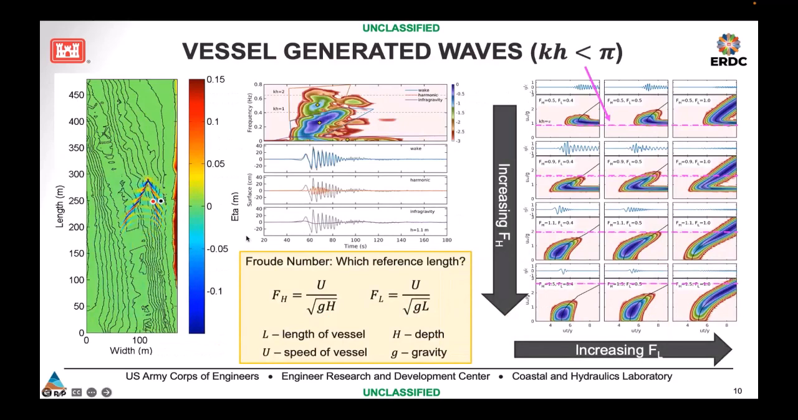Here in this left figure, we have an example of a vessel traveling from the bottom to the top. These dots represent example gauges. The middle figure is an example of the wave signals. Vessel wakes are typically episodic events. Therefore, computing spectra is not appropriate.